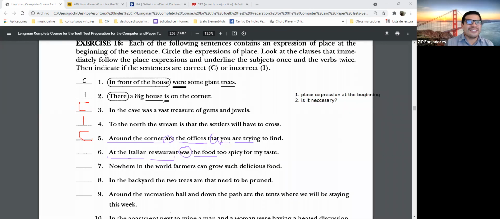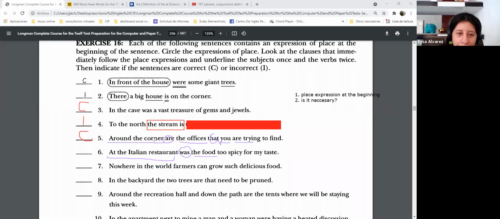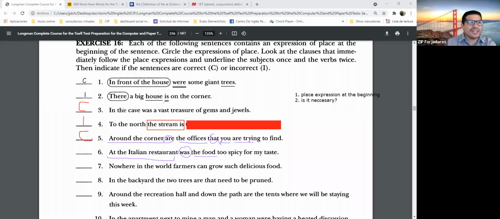Here, the stream is, because this one that the sellers will have to cross is another phrase, so we are not going to put it. This is the dependent clause. So let's say that this doesn't exist. The stream is, if we eliminate this, it doesn't have any sense. So this is necessary to have meaning. Do you understand?